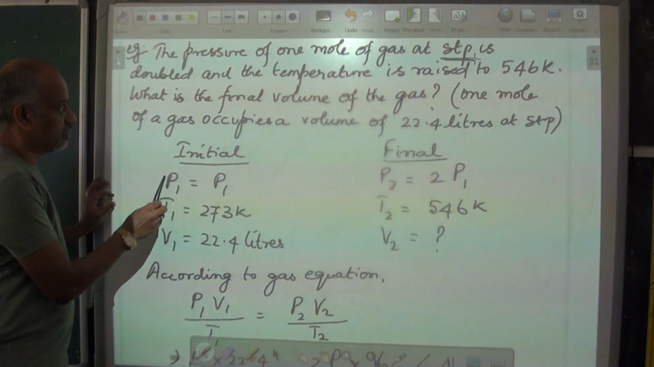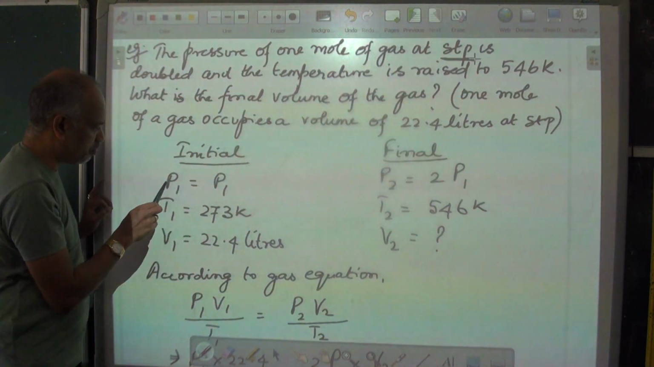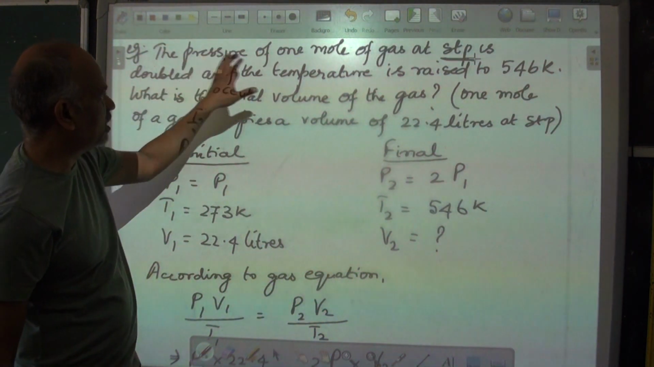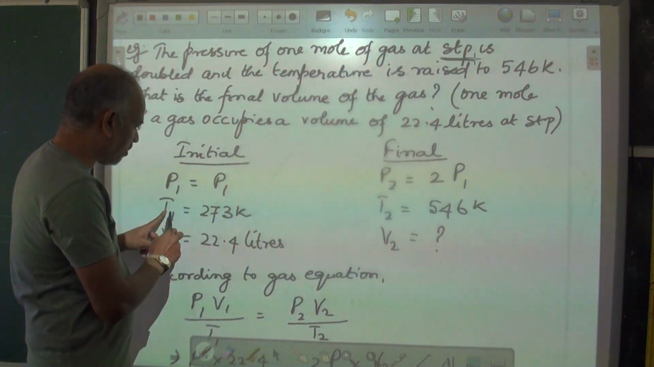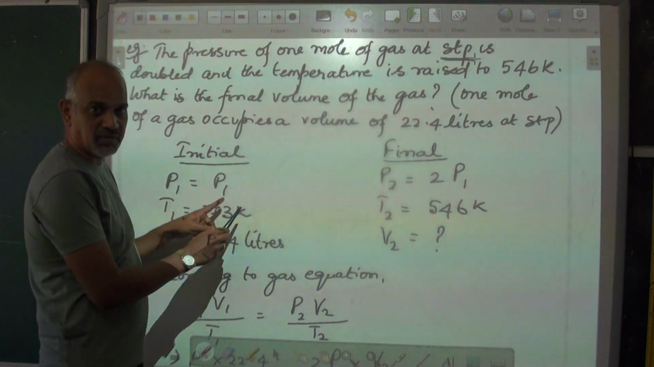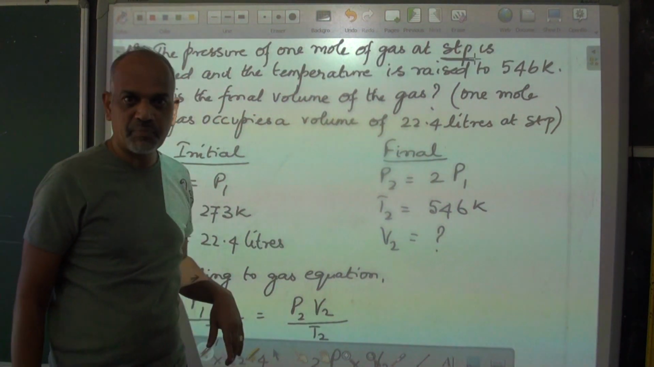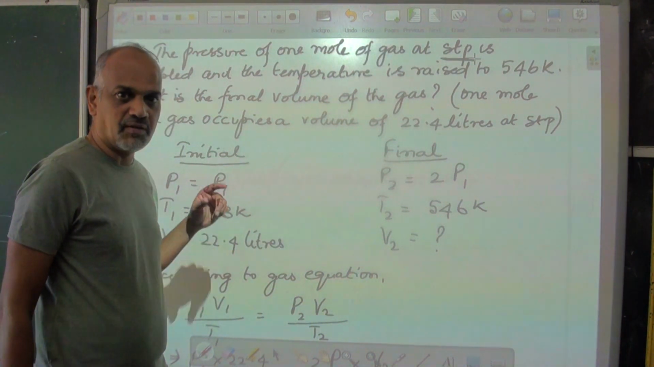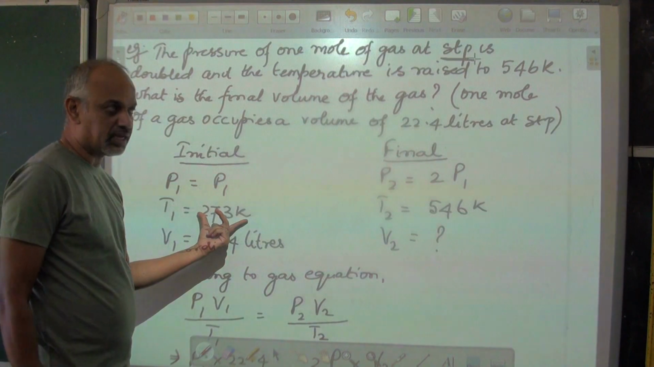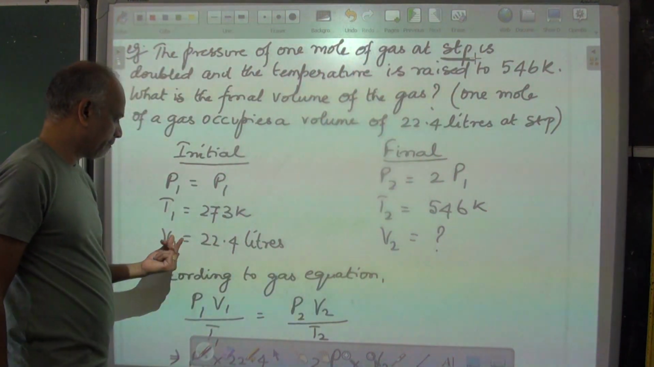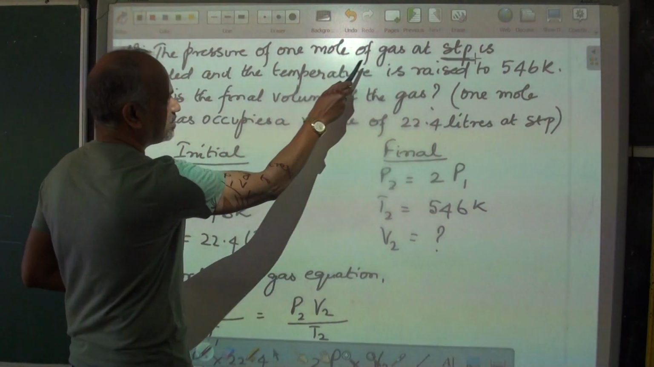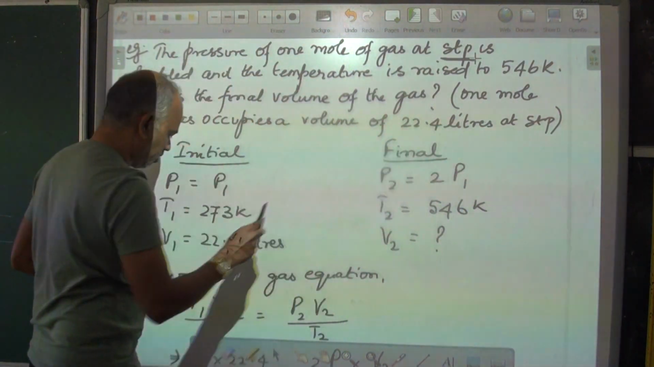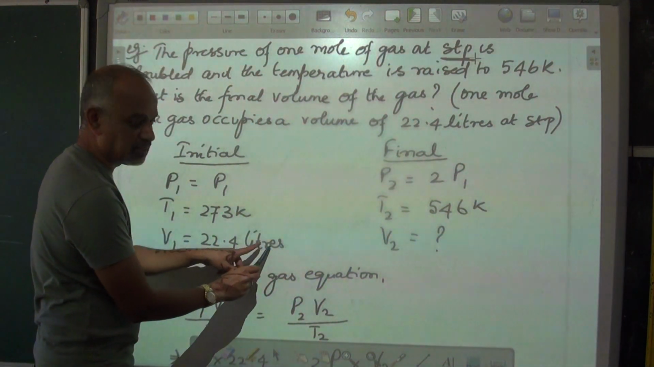Okay. So, pressure in the first case is not known, so I have taken it as P1 itself. Temperature in the first case, this is at STP, which means temperature is 273 Kelvin, 0 degrees Celsius. At STP, standard temperature is 0 degrees Celsius, otherwise 273 Kelvin. So T1 is 273 Kelvin because it is at STP. Then volume 1, the volume occupied by 1 mole at STP, is 22.4 liters. Volume 1 is 22.4 liters.